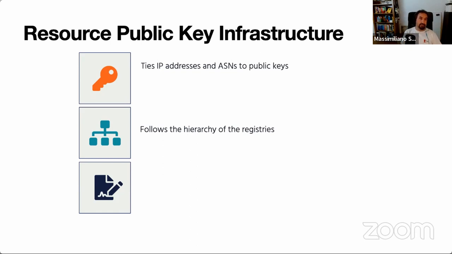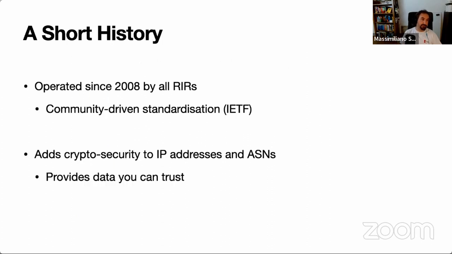So basically, we have the same data we have in route objects, but with a hierarchy that follows the registries and with a chain of trust that we can verify, follow, and with signatures, we can check. So this is data we can trust. So as a short history, RPKI started in 2008, was defined at the IETF, and we add crypto security to IP addresses and autonomous systems, and it provides data you can trust.